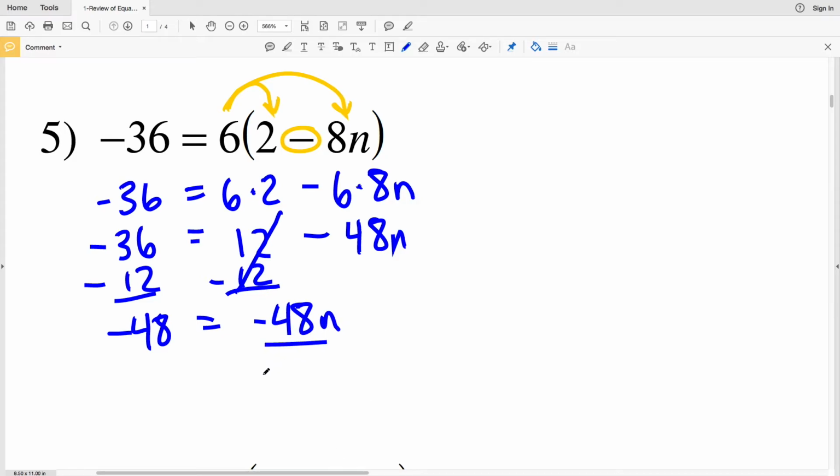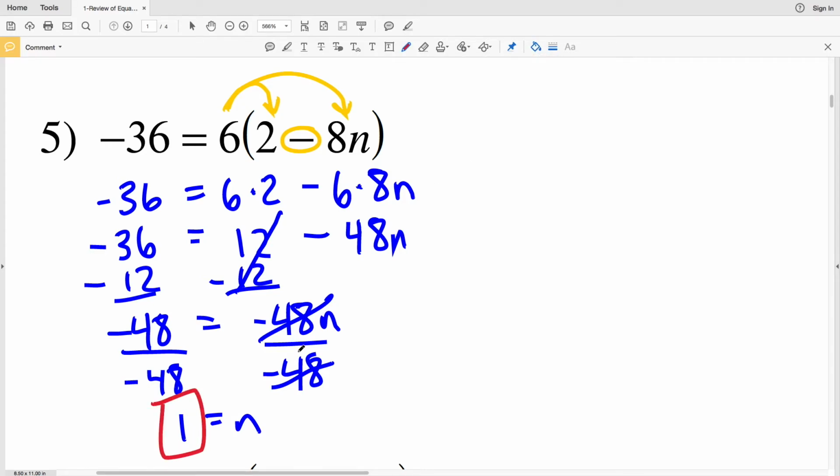All I have left to do is divide by negative 48, and I'll get that a positive 1 is equal to n, since negative divided by negative is a positive, and 48 divided by 48 is 1. So 1 is the solution for number 5.